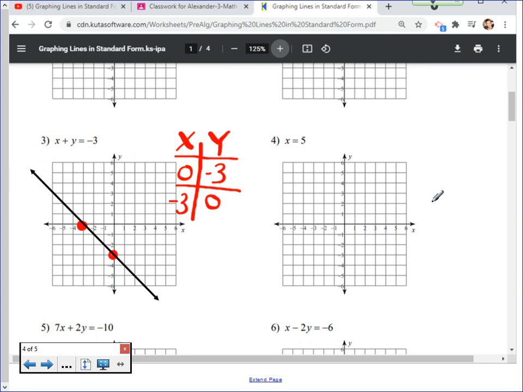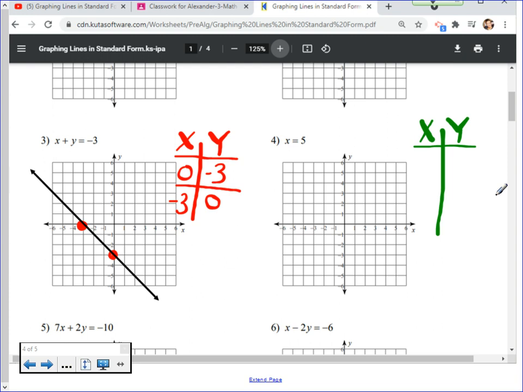Okay, now we're looking at number 4. This one is a little bit different. We actually learned how to graph this one yesterday in class. I'm going to start with a t-chart, but it's going to be a little different. The reason this one's different is because it only has one letter in it. It doesn't have an X and a Y. It just has an X.